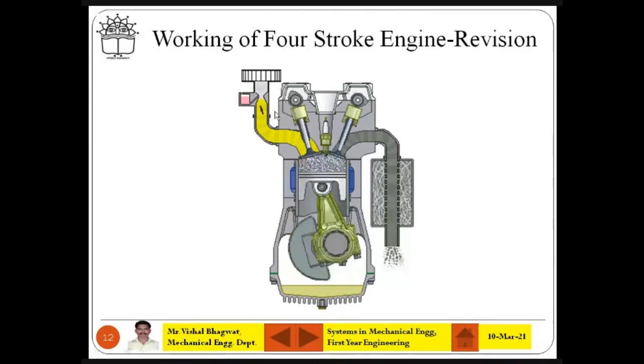Here, the yellow color that you can see is the charge which is coming inside. At that time the piston is going down, so it is a suction stroke. At that time, you see the inlet valve, which will be kept open. This is because of the valve mechanism.